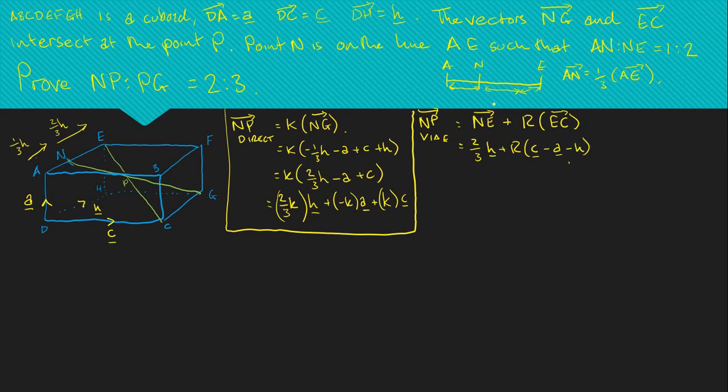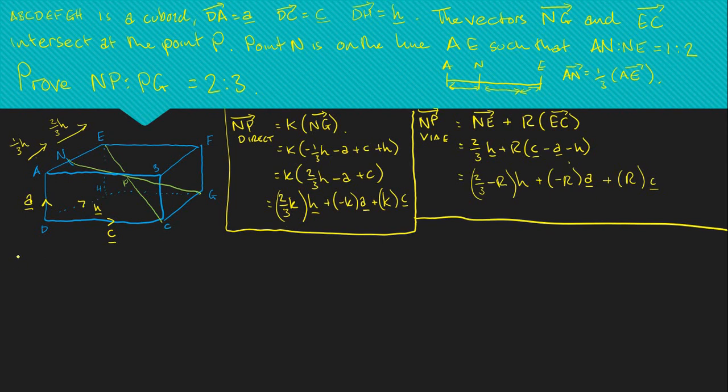Now in this case it's a little bit more difficult to get your coefficient parts. I'm going to try to match them in the same order as what I've got here, which is H first and then A and then C. So I've got 2/3 H minus r of H. So I'll have 2/3 minus r of H. For my A, I'll have plus negative r of A. And for my C, I'll have plus r of C.